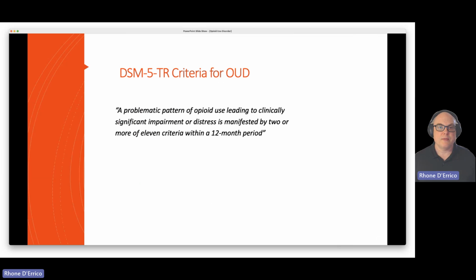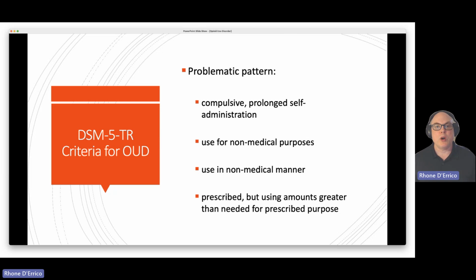So what are the DSM-5 criteria for opioid use disorder? The main statement for this diagnosis is a problematic pattern of opioid use leading to clinically significant impairment or distress as manifested by 2 or more of 11 criteria within a 12-month period. Okay, so we're going to break that down and go through that piece by piece. First off is a problematic pattern. What is that problematic pattern?